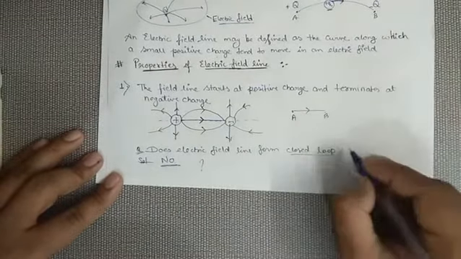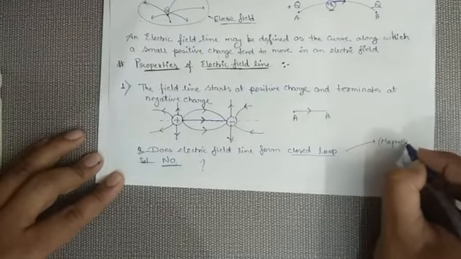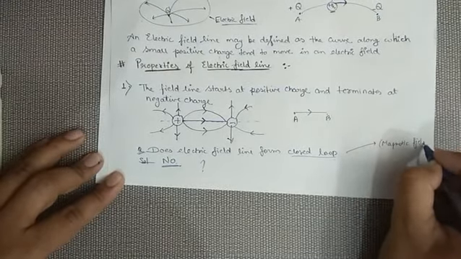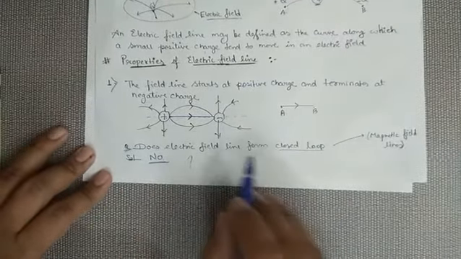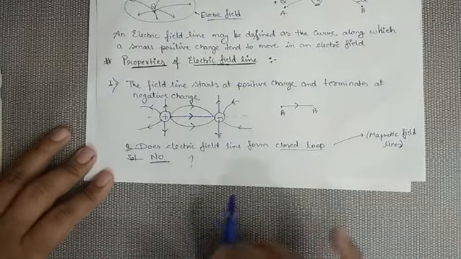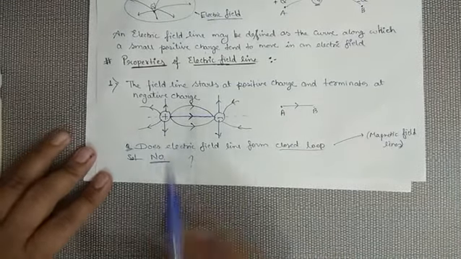Closed loops are only formed in the case of magnetic field lines, which we'll discuss in our magnet chapter. They will form closed loops, but electric field lines never form closed loops because they always travel from the positive terminal to the negative.